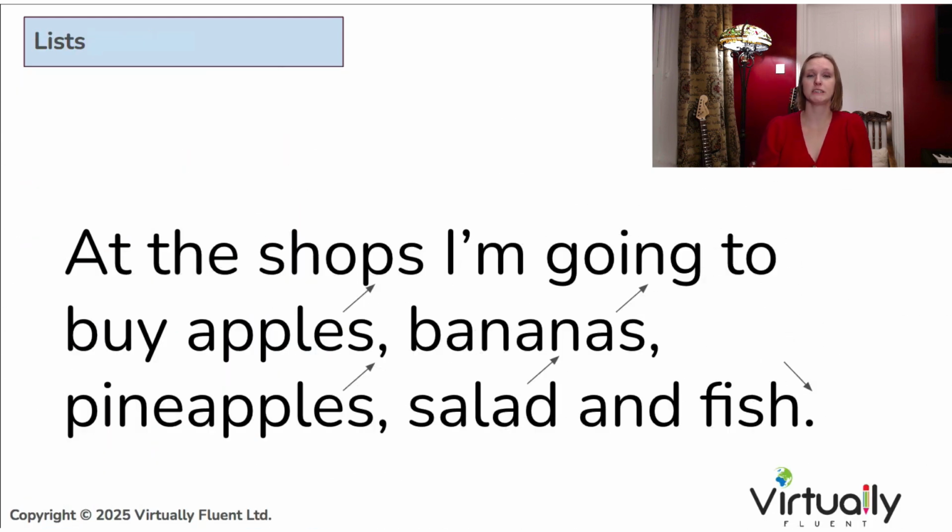The second important feature is lists, and that's because they have a really specific structure with intonation. Each item on the list wants rising intonation, and then the last item on the list wants falling intonation. This is exactly the same with numeration as well. For example, at the shops, I'm going to buy apples, bananas, pineapples, salad, and fish.